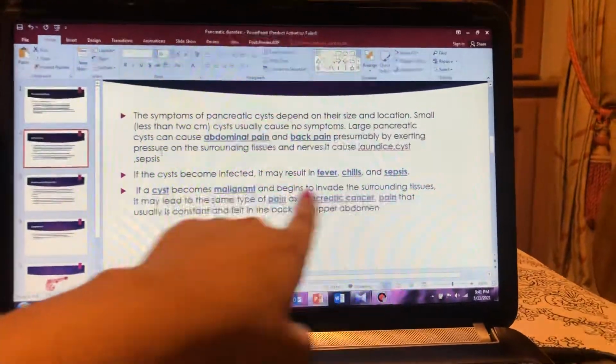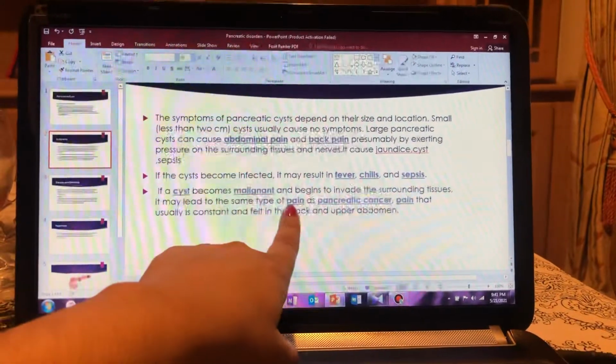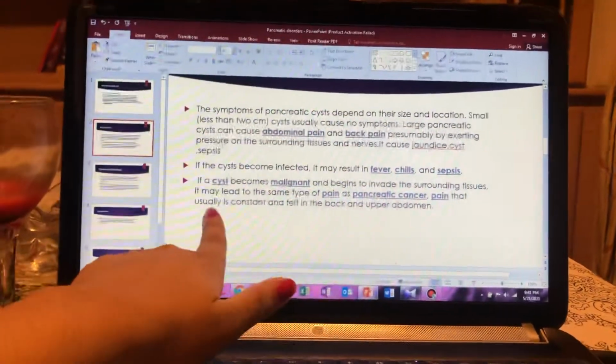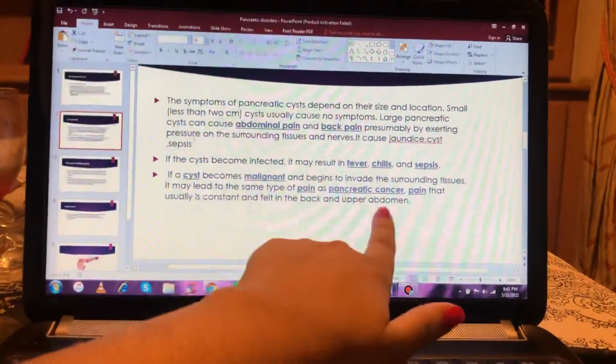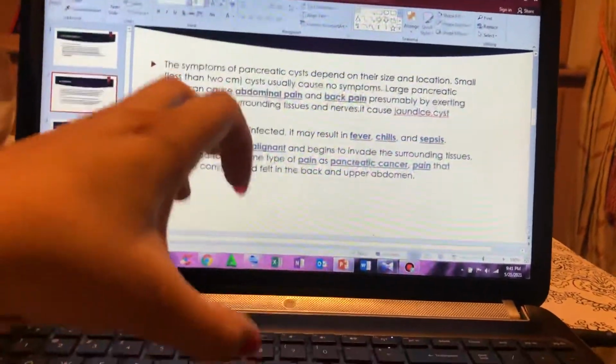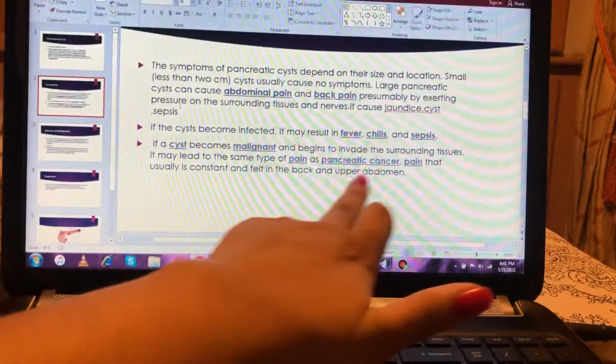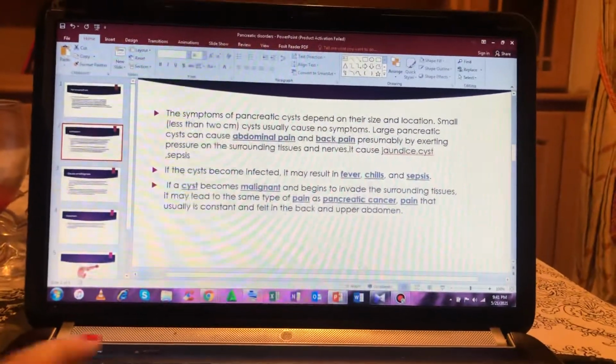Malignant begins to invade the surrounding tissues. It may cause the same type of pain as pancreatic cancer, pain that is usually constant and felt in the back and abdomen. Why? Because it's producing pressure on the back and abdomen. That is why this is the main symptom of a pancreatic cyst.